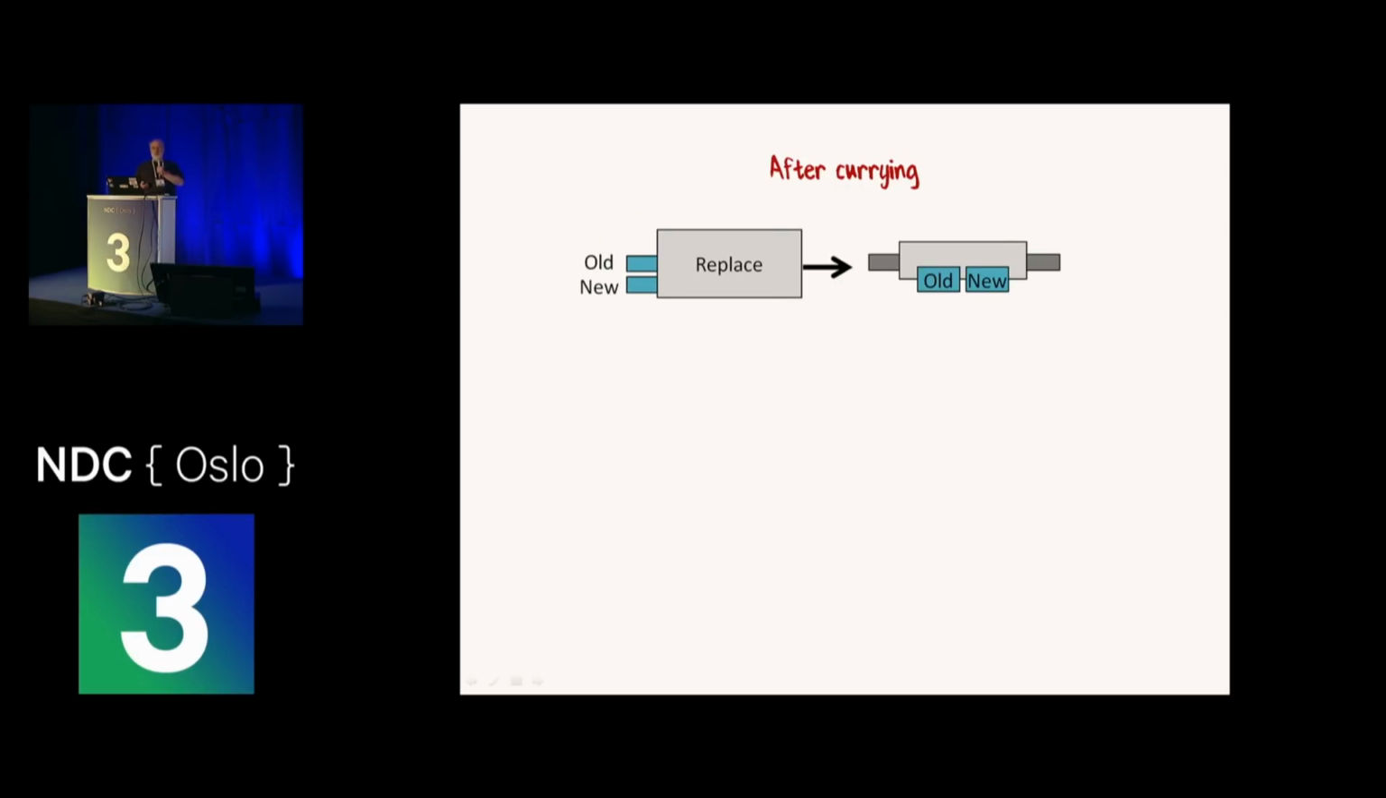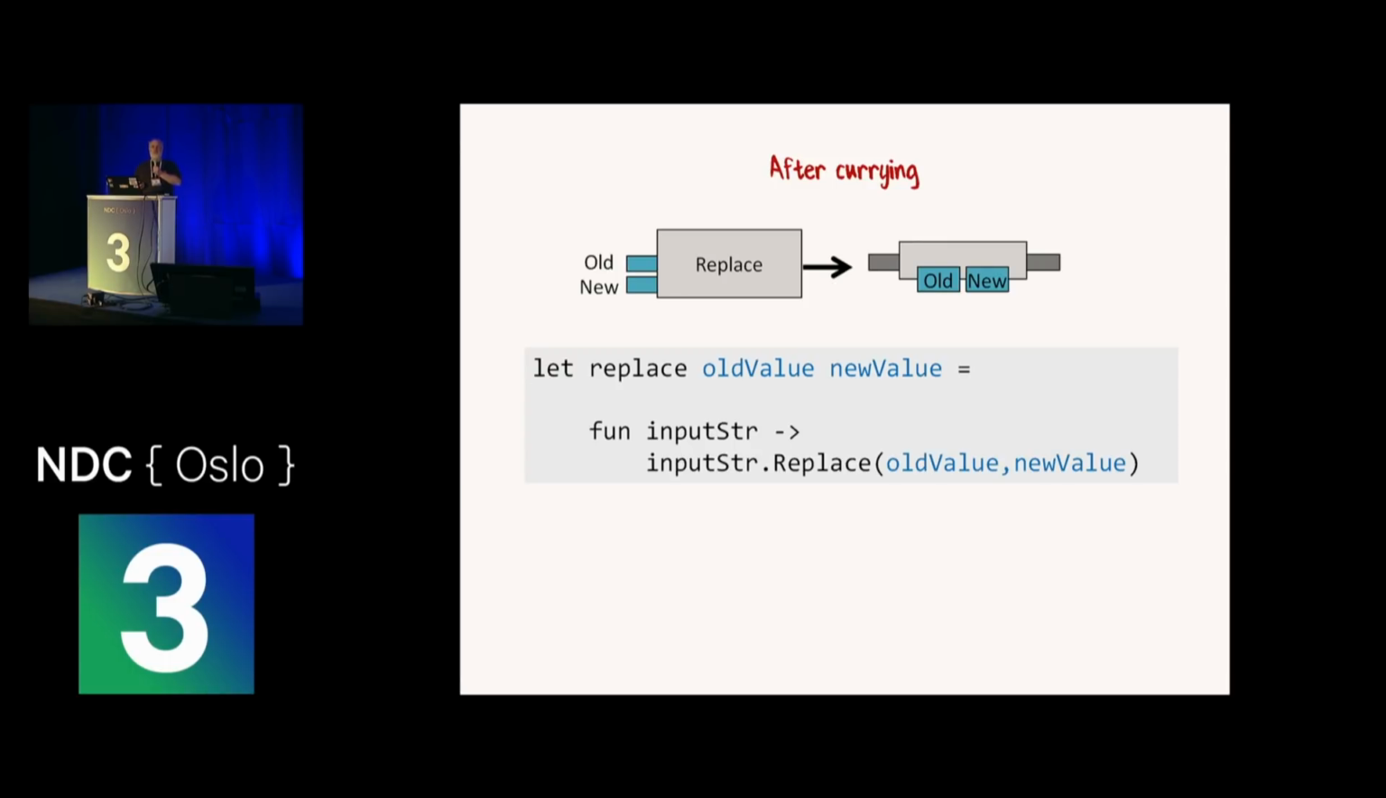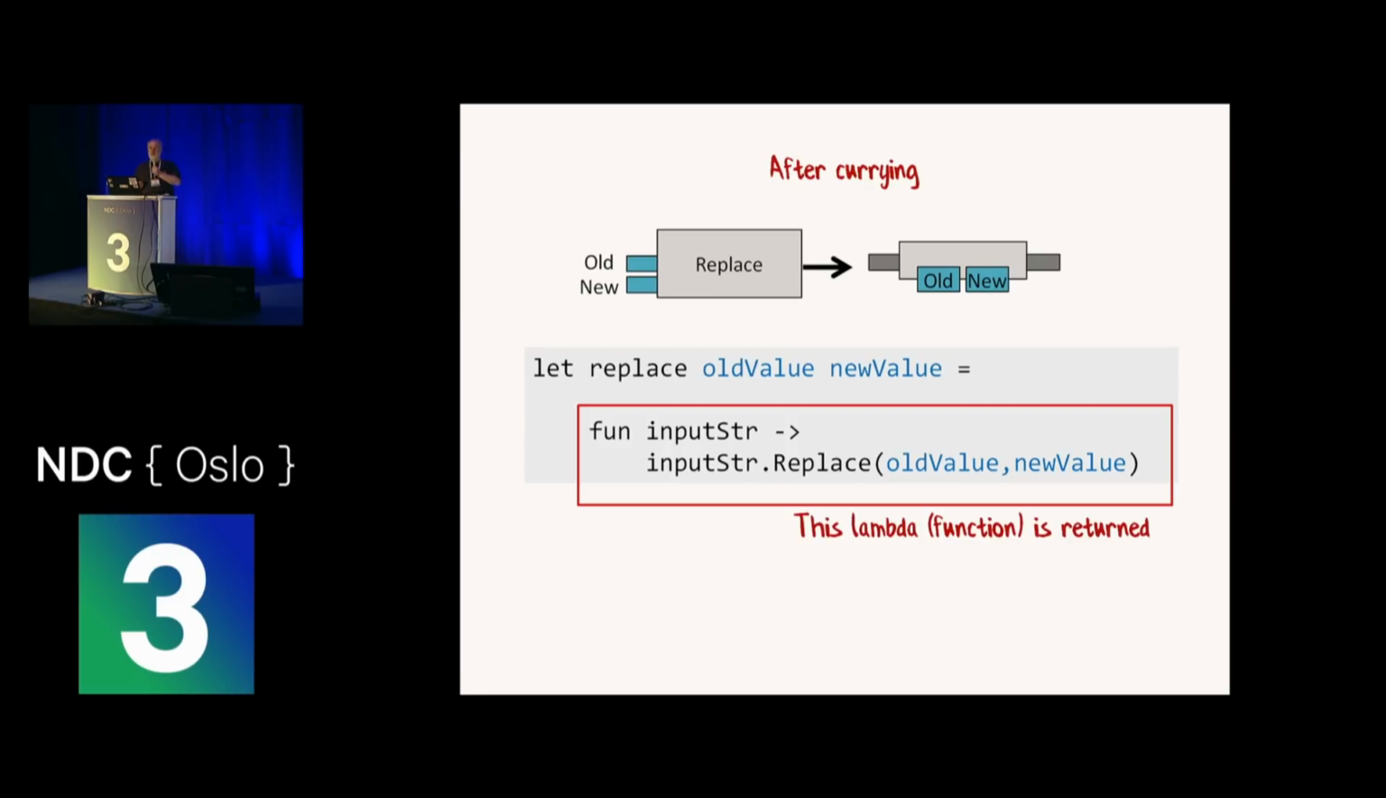But instead what we're going to do is this. We're going to have a two-input function, and it's going to return a lambda. Okay, so it's got two inputs, and the lambda is going to be returned. And the lambda has the old value and the new value baked into it, right? So the lambda is a one-parameter function. There are only two inputs in the actual code, and the lambda itself is now a one-parameter function.